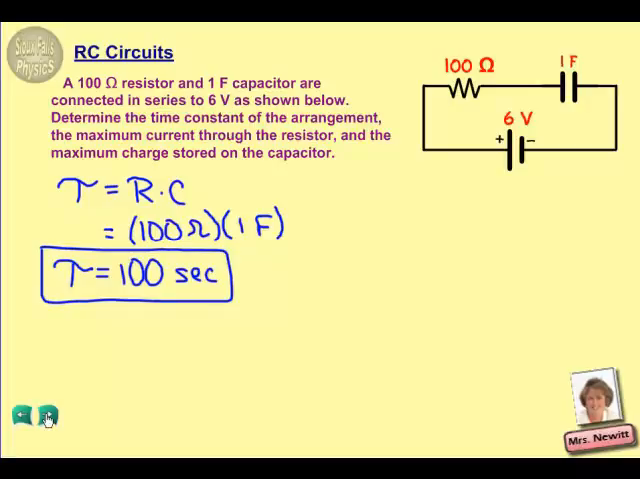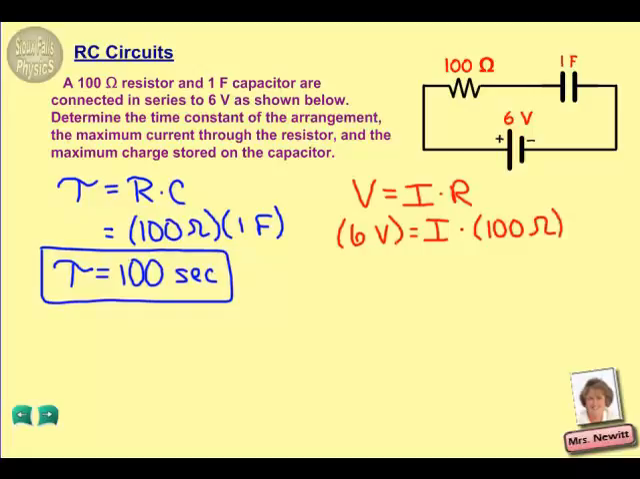The next problem asks for the maximum current through the resistor. And again, we treat this problem the same way we would finding any current amount, and that is to use Ohm's law, or V equals IR. The voltage here is given as 6 volts. Our resistance is 100 ohms, and so we can calculate the maximum current from this equation. And we find that we have a maximum current of 0.06 amps.